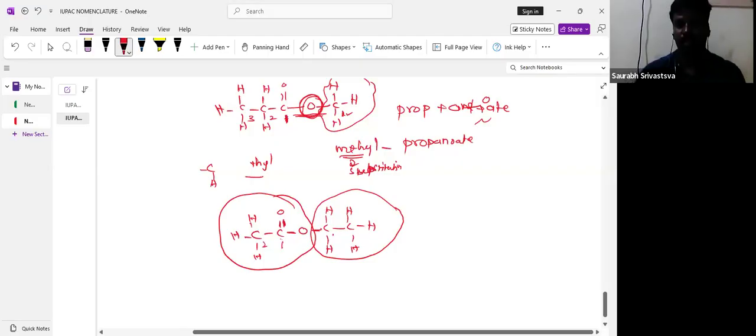Why I am writing 1 and 2 means the carbon and carbon connection should be there. If the connection is not there, then you should not write the numbers in order: 1, 2, 3 and all. If you write, then it should be connected with carbon alone. If it is connected with oxygen, then the chain is going to break. You should not write the number after that. Okay. So first chain, again oxygen, again it is chain.